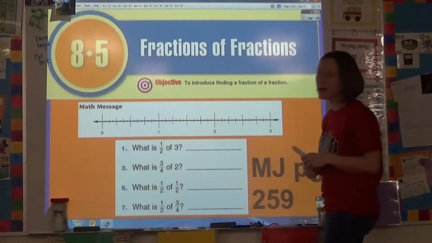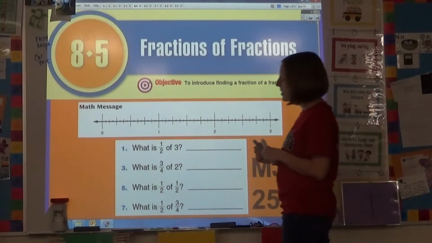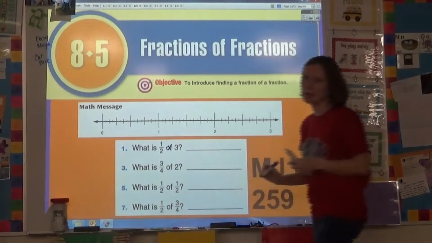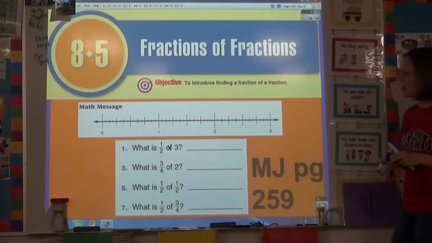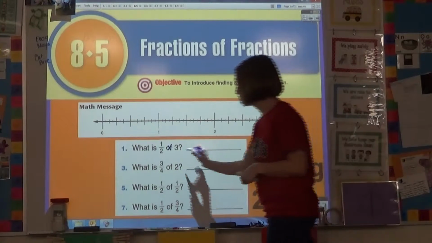We have, what is 1/2 of 3? And for some of you that just might be something that you know. I'll teach you a little trick. This word of means to multiply. And so whenever you see of, a fraction of something, from now on you'll know that you need to multiply.